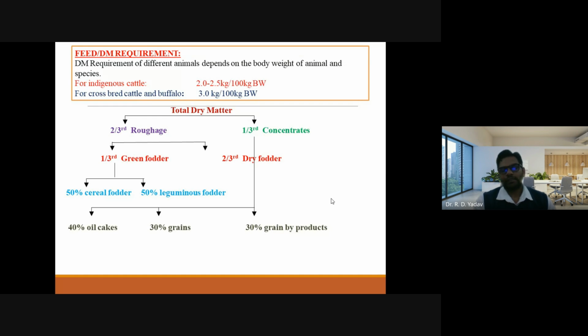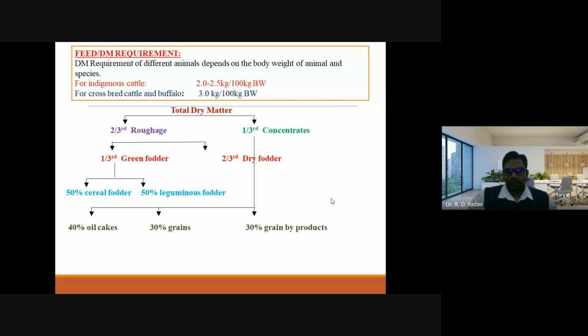For example, we are considering a cattle of 500 kg body weight, and their dry matter requirement is 10 kg. So we have to fulfill their dry matter by providing 2/3 of the total dry matter requirement from the roughage and 1/3 from the concentrate. In case of the 2/3 from the roughage, 1/3 is from the green fodder and 2/3 from the dry fodder. In case of concentrate, 1/3 of the dry matter will be fulfilled.